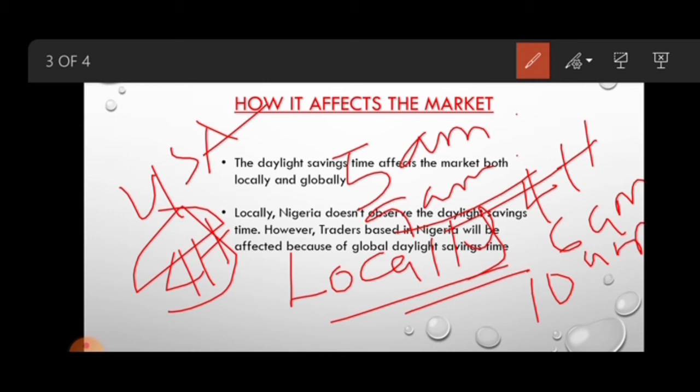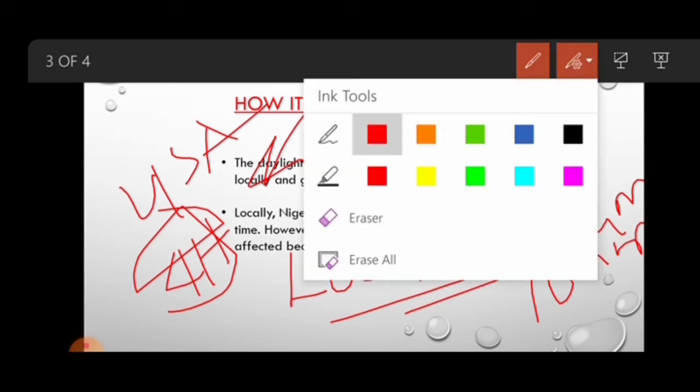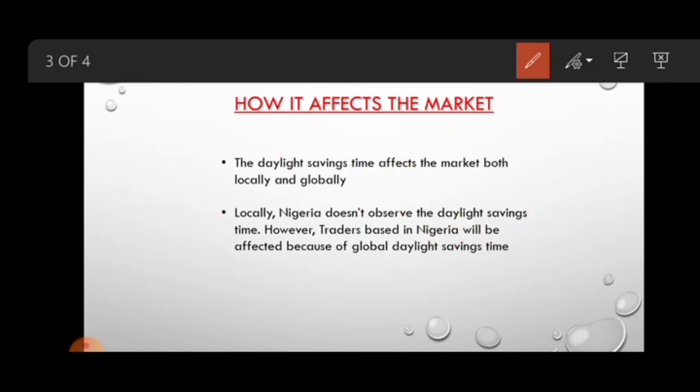In the US, it's around the winter period. It's normal during the summer, but during the winter they shift their time back by 1 hour. So that is how it affects your local time. Instead of 6 a.m., it becomes 5 a.m., so you have to take note of that if you use candlestick formations. Also, this thing affects the market globally.